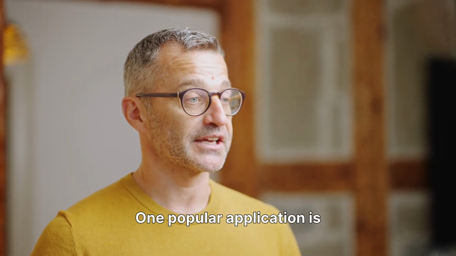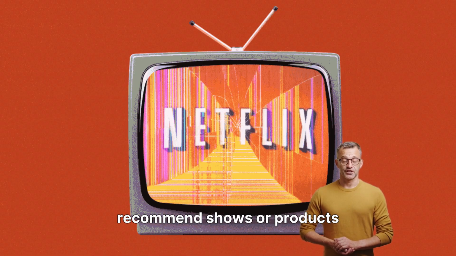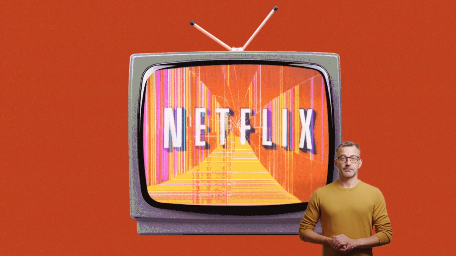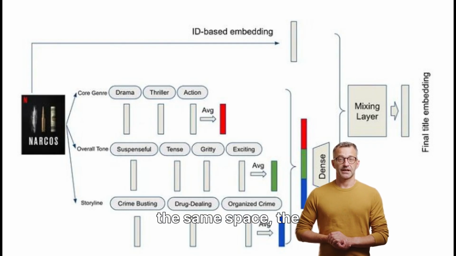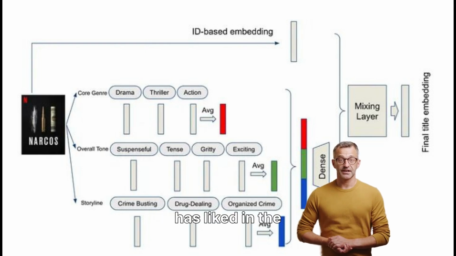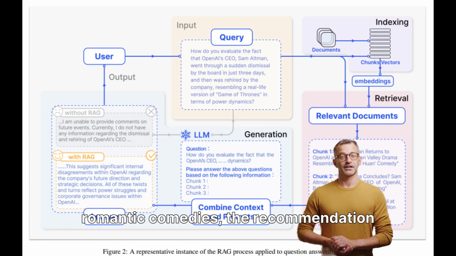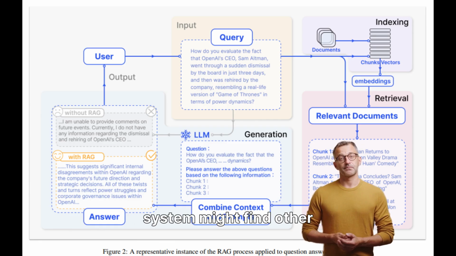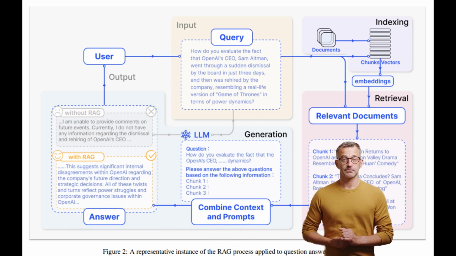Now, let's talk about how embeddings can be applied in real-world scenarios. One popular application is in recommendation systems. Companies like Netflix and Amazon use embeddings to recommend shows or products to users. By embedding user preferences and product features into the same space, the system can easily find items that are similar to what a user has liked in the past. For instance, if you've watched a lot of romantic comedies, the recommendation system might find other movies with similar embeddings and suggest those to you.